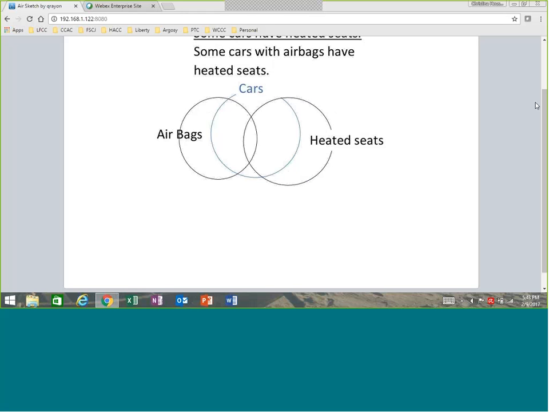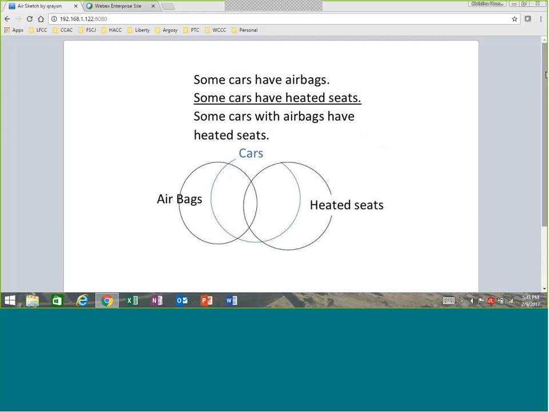Now, this one. Let me scroll down so you guys can see. Some cars have airbags. Some cars have heated seats. Some cars with airbags have heated seats. Now, let's ignore the conclusion while we draw the pictures, okay? This is one way to draw. Now we have cars, airbags, and heated seats. Some cars have airbags, means that between the car circle and the airbag circle, there is at least one. Some cars have heated seats, so between the car circle and the heated seat circle, there is at least one.